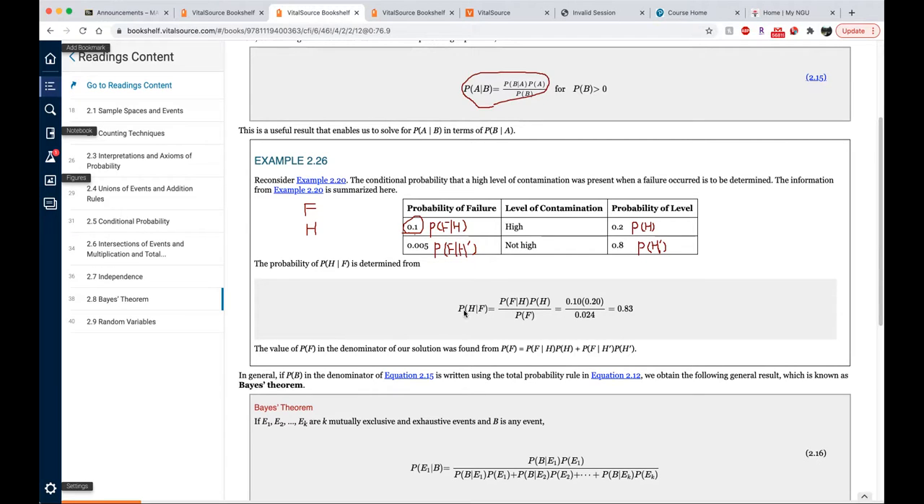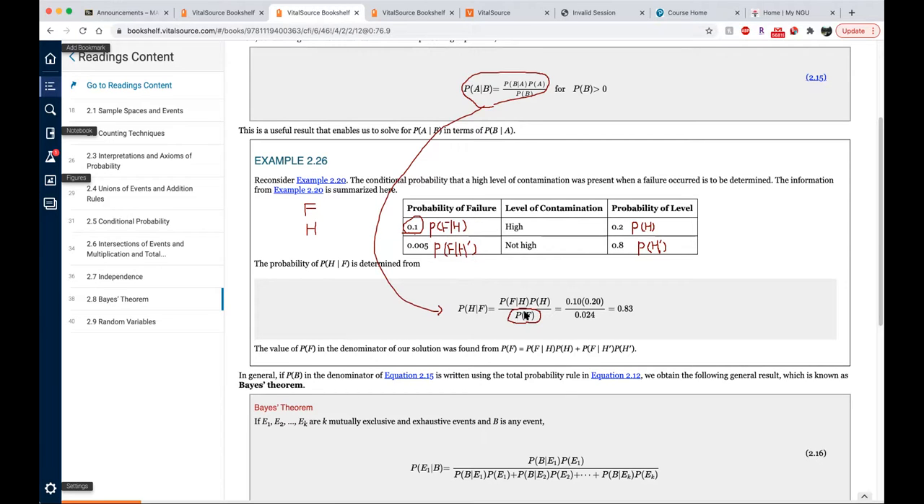Applying equation 2.15, P(H|F) equals P(F|H) times P(H) over P(F). P(F|H) is given, which is 0.1, and P(H) is 0.2. But how can I find P(F)? Don't say that P(F) is equal to P(F|H) plus P(F|H prime); P(F) is not equal to the sum of two conditional probabilities. No.